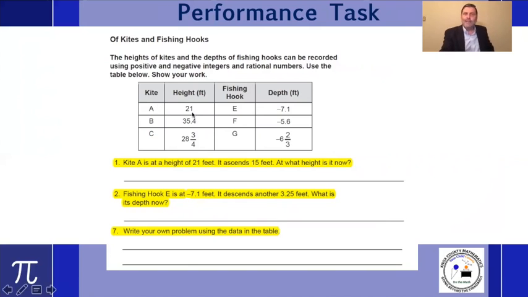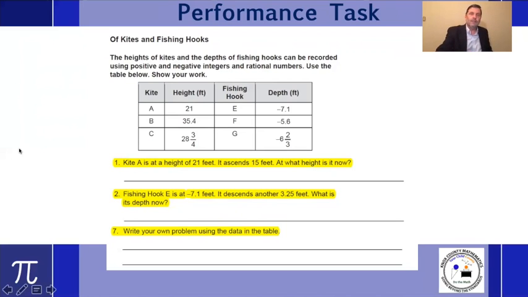So you've got kite A is at 21 feet and fishing hook E is below the sea level at negative 7.1 feet. And you've got similar numbers for B and C. The question is going to ask you, kite A is at a height of 21 feet. If it ascends 15 feet, at what height is it now? Think about what ascends means as opposed to descend.